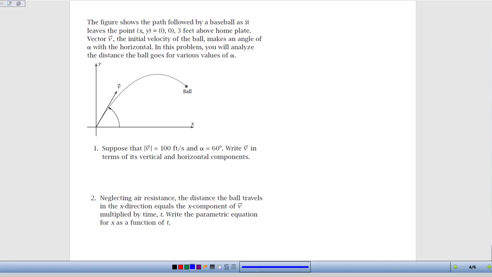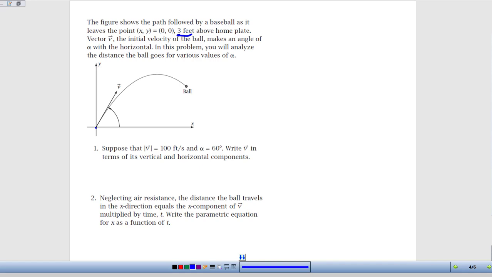So here we're looking at an adapted version of the first worksheet for our parametric equation study. The idea is we've got a baseball that's been hit and it's at a height of 3 feet above home plate. That's 0, 0. So the ground is not at a height of 0. Height 0 is actually 3 feet above the ground when the bat makes contact with the ball.